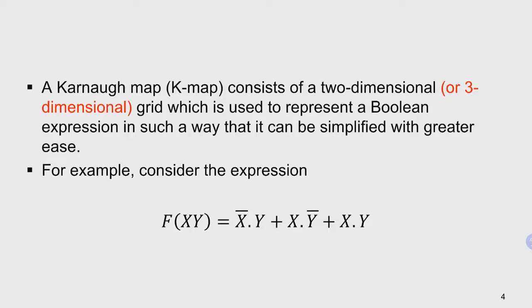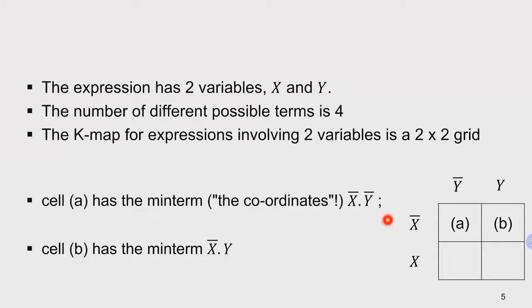So the best way to discuss this K-map is first to look at an example. So if we have a Boolean function given here, which is x bar and y, or x and y bar, or x and y. Okay, so in these expressions, we have two variables. The variables are x and y.